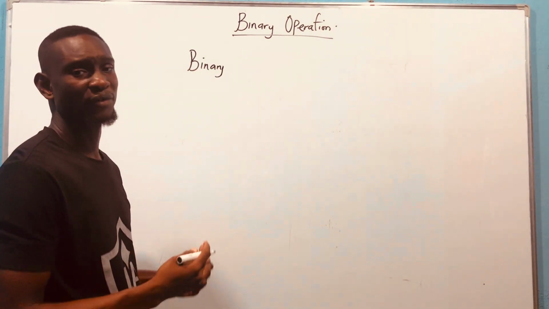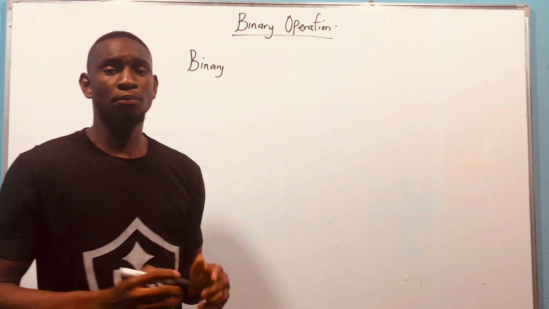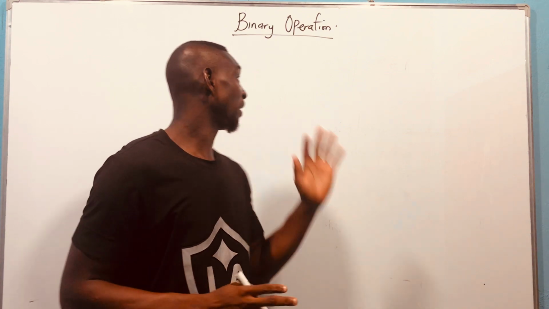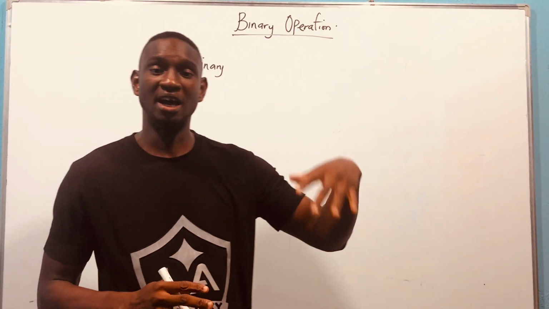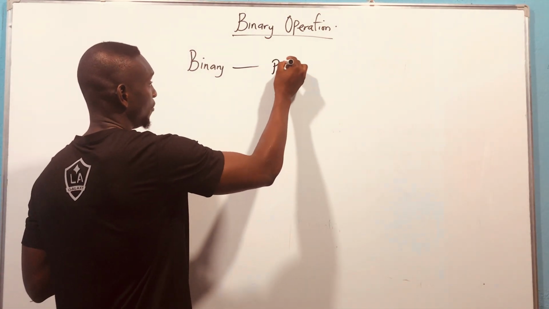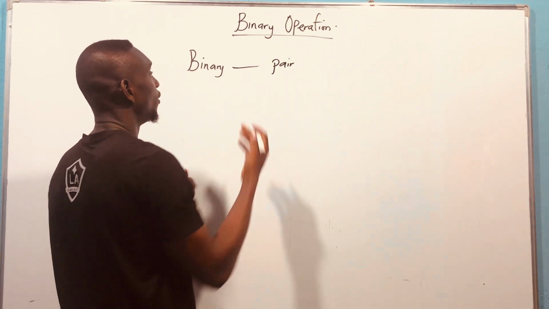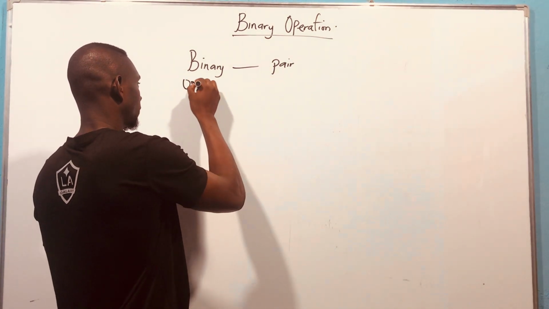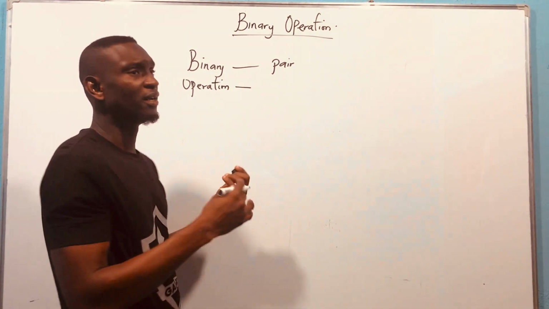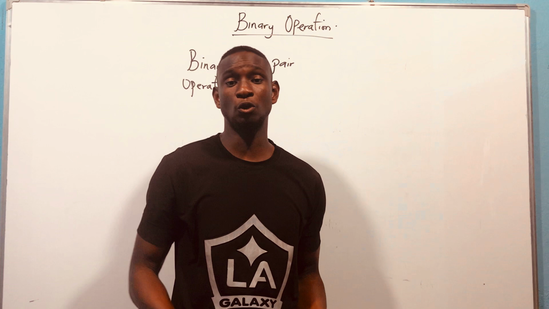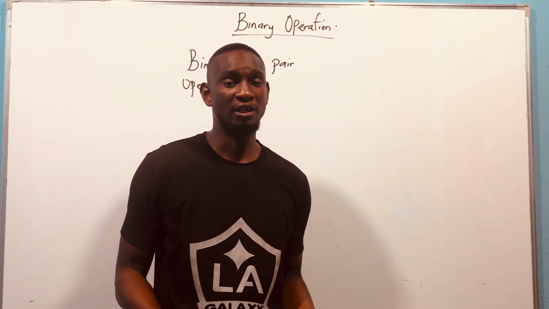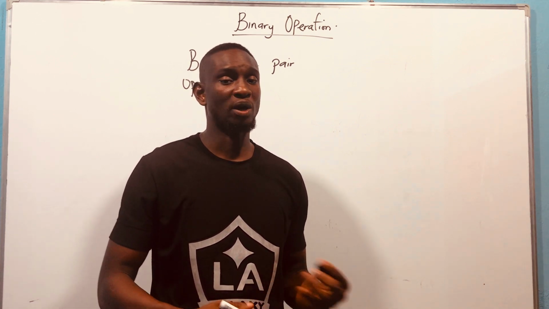Now, when you talk about binary, you're talking about two elements acting as a unit. It talks about pair at all times. While operation is a mathematical or logical process that derives one entity from the other.